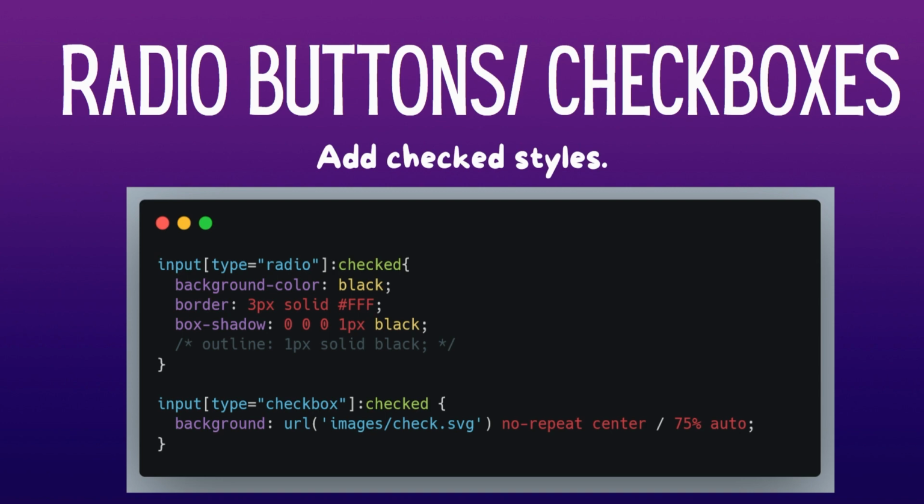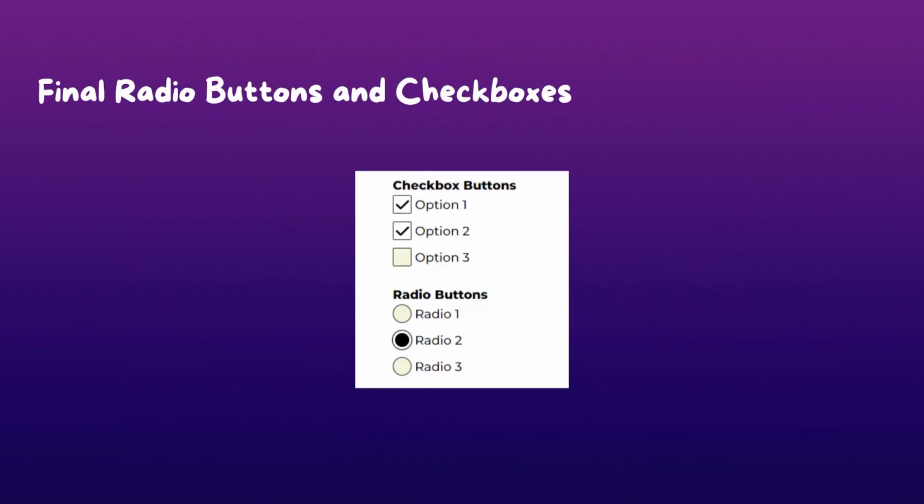You also need to work on the checked pseudo class. So when the element is checked, you want to make sure that the radio button has a background color or some sort of check indicator, maybe a border, box shadow, or outline to give it that traditional radio button look. And you can also, for example, with the checkbox, use images by just saying, hey, this is the background image, and then positioning it in relationship to the actual element. This is what ours looks like after we add those updated check states.